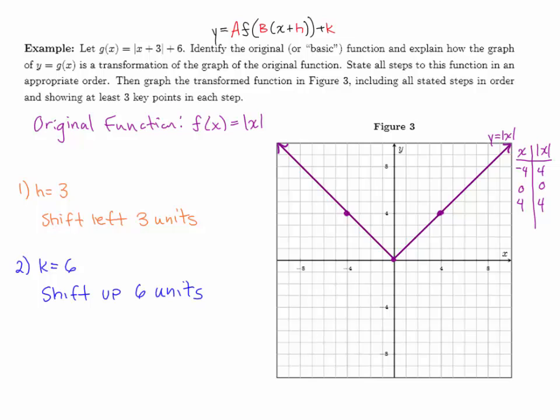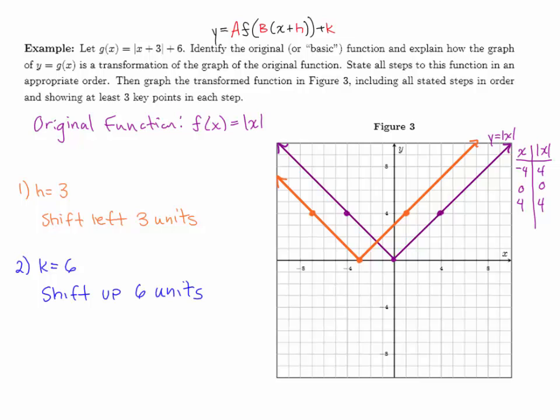So I'm going to apply that first step, and to do that, I'll shift left 3 units. So the point -4, 4 will move over here to -7, 4. The point 0, 0 will move over to -3, 0. And the point 4, 4 is going to move 3 units left and be at 1, 4. And then again, I'll keep that same V shape to finish sketching this graph.